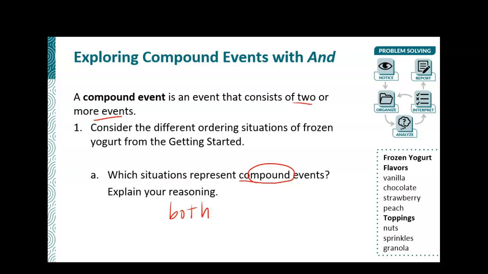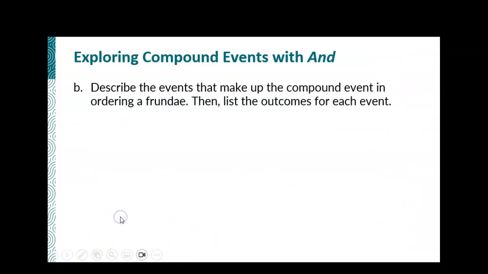How do I know? Because the first one was choosing yogurt and then a topping, that's 2 events, right? And then the second one was choosing your first scoop, your second scoop, and your third scoop. That was 3 events. So they're both compound, okay? Okay, good? So, next page. Describe the events that make up the compound in each one. Okay, we already did that.